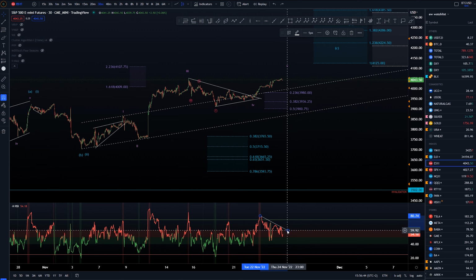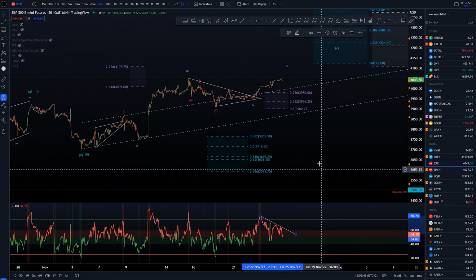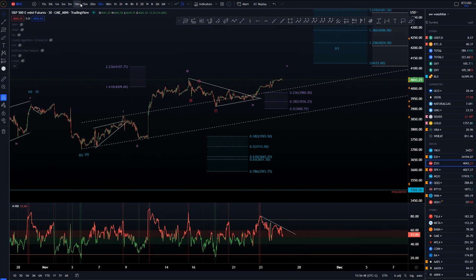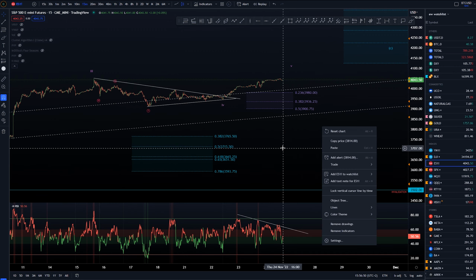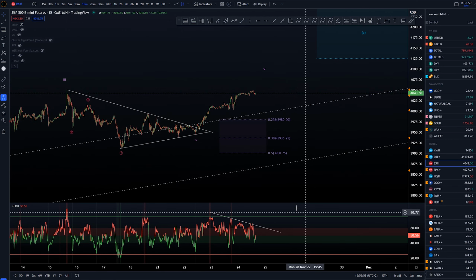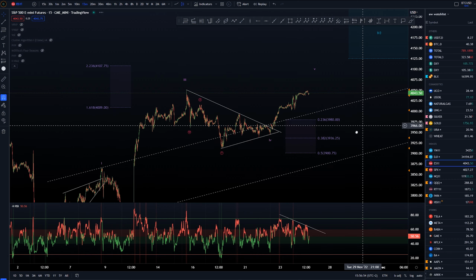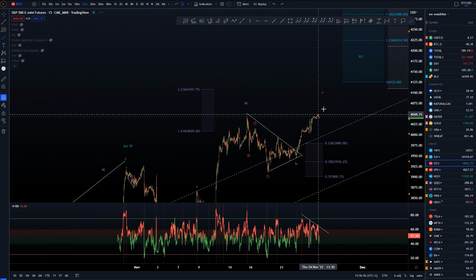Something to keep in mind and look at is this trend line over here on RSI as well. Keep in mind that it could be broken, and we still could have a massive pump upwards. Well, not a massive one, but somewhat of a pump.